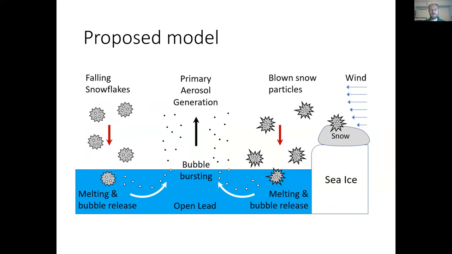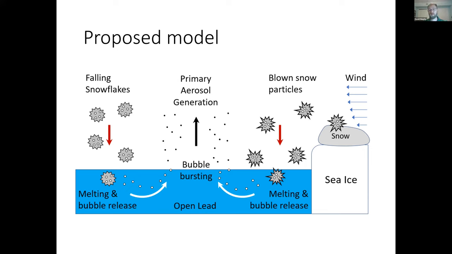So my basic proposed model looks something like this. As one option, we can have freshly falling snowflakes, which fall from the sky into areas of open water and open lead. These snowflakes will cross the air-water interface, melt, and release those microbubbles. Those microbubbles can then float back up to the surface where they will burst and generate primary aerosol, most likely as jet droplets, since those air bubbles are so small.